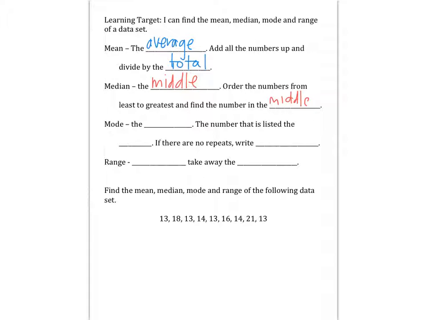Mode. Mode means the most. I'm going to change colors here. So the number that is listed the most. So you see it most often. If there are no repeats, we write no mode.